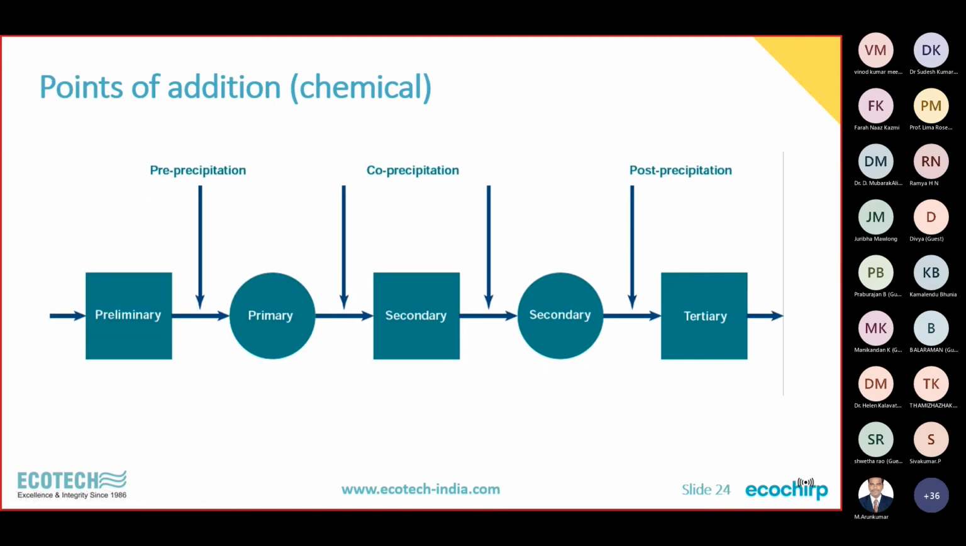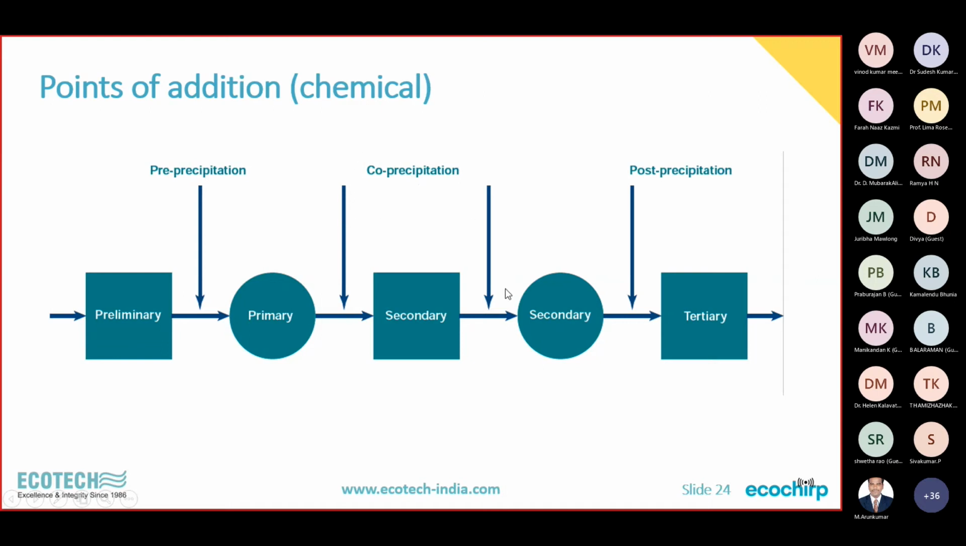So these are the points of addition of chemical. This is called pre-precipitation. This is a full-fledged treatment plant, which has preliminary treatment, primary treatment, secondary settling, tertiary treatment, and so forth. But in our extended aeration plants we do not have a primary treatment. We don't have preliminary treatment. We don't do anything. It will be co-precipitation here at the front end of the aeration tank and at the back end of the aeration tank. This is what we do in all our extended aeration plants.